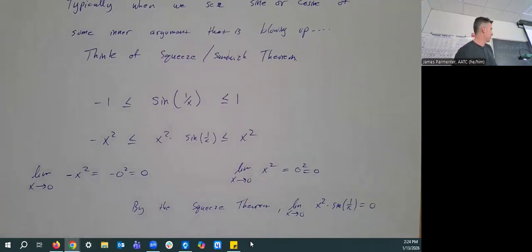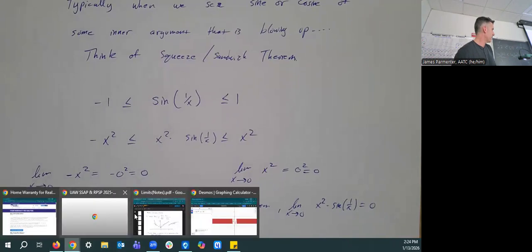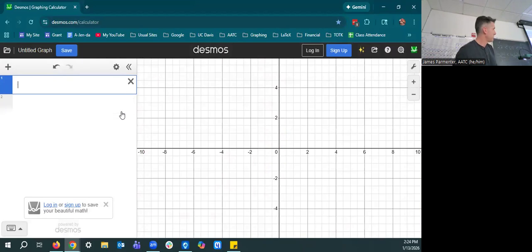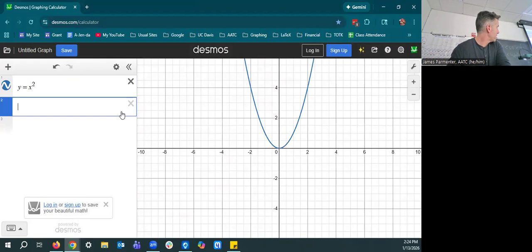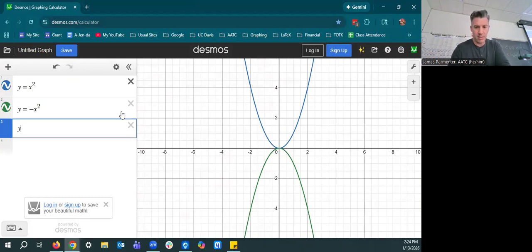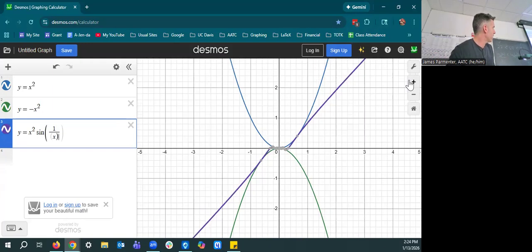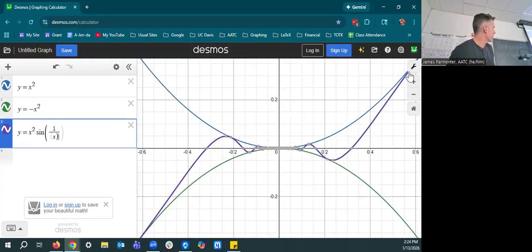Graphically, you can really see this. If we look back at Desmos for a moment, check this out. If we graph x squared and negative x squared, and then we graph x squared times sine of 1 over x, and we zoom in a bit, you can see that sine function is stuck between positive x squared and negative x squared.